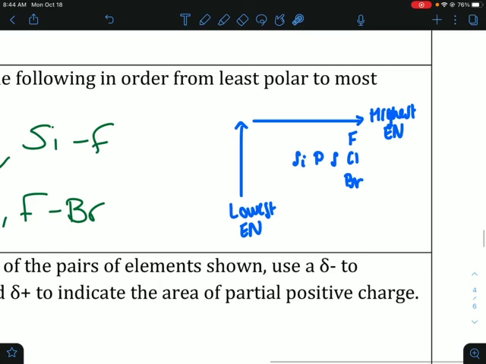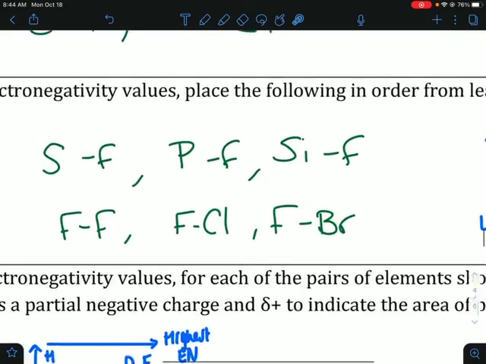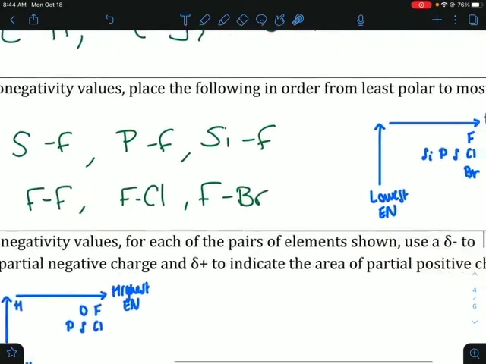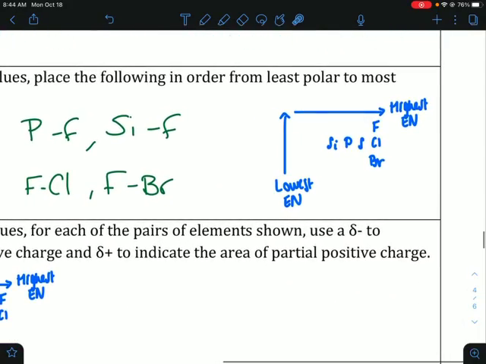So what we're really being asked is to look at the separation between them and the trends that we know. For example, in the first one, SF, PF, and SiF. F is here, so we're looking at S, P, and Si. Right here would be the smallest separation, so that's going to have the smallest difference in electronegativity.